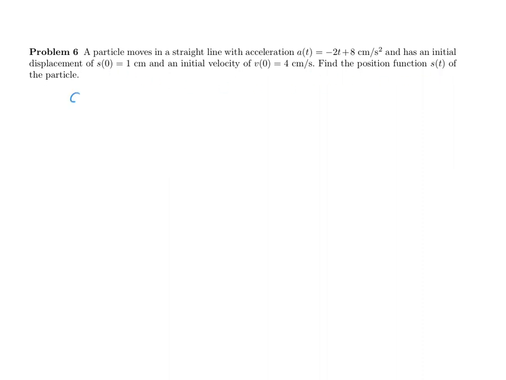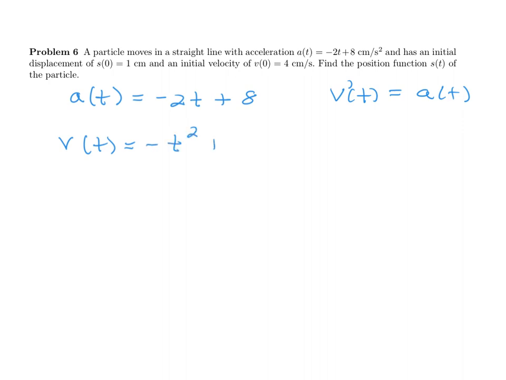So to start with, if you know a of t, whatever function it is equal to, if you want to find v of t, it is the function whose derivative is equal to a of t. So this means that v of t is the antiderivative of negative 2t plus 8. That is negative t squared plus 8t plus some constant c. You can check that this is true by taking the derivative of this function, which will give you this.